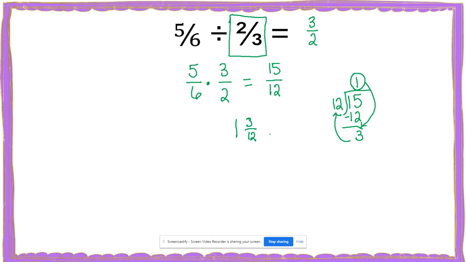Now, this is almost finished, except that I know that 3 and 12 can both be divided by 3, which means this fraction can be simplified. So I'm going to divide both of these by 3. That does not change my whole number. When I do 3 divided by 3, I get 1. And when I do 12 divided by 3, I get 4. So the solution to 5/6 divided by 2/3 is 1 and 1/4.